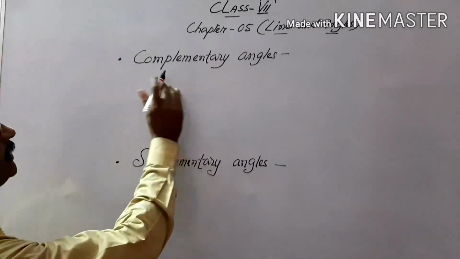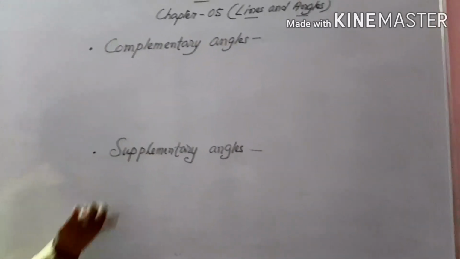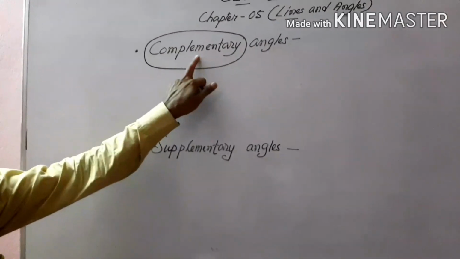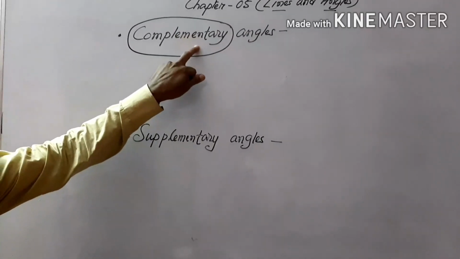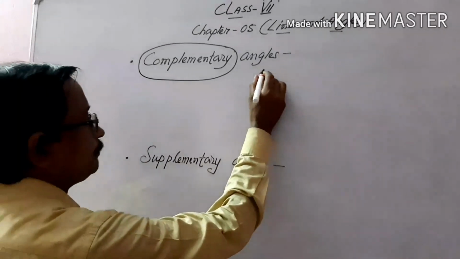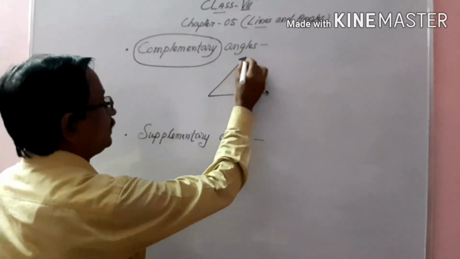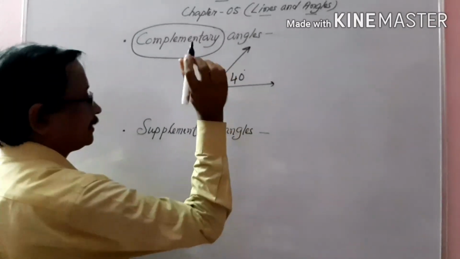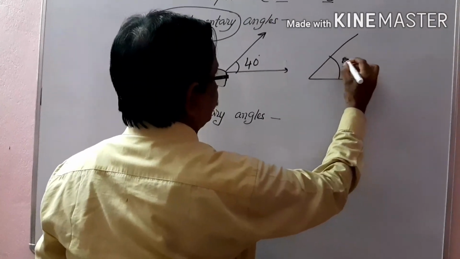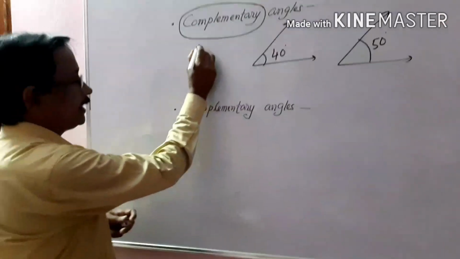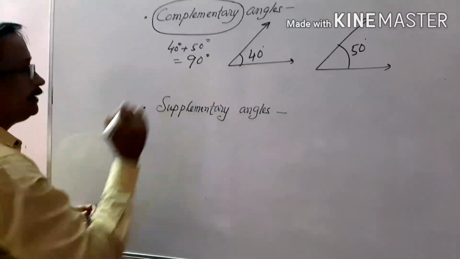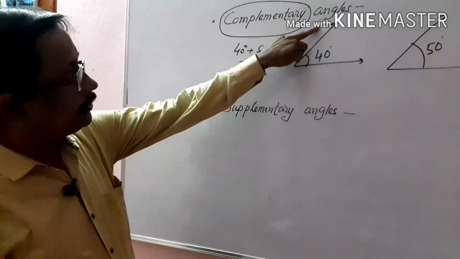Okay guys, next is complementary angle. What does complementary angle mean? First understand the meaning. Complementary angles are not a particular angle, it's a relationship between 2 angles. I am giving you one example. Say one angle is 40 degree and another angle is 50 degree. The sum of these 2 angles, 40 degree plus 50 degree, gives 90 degree.